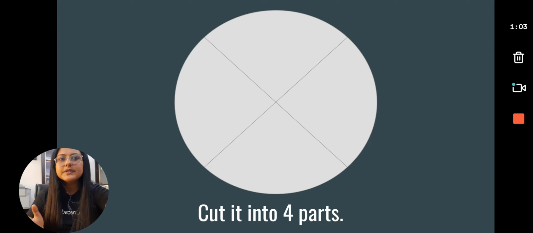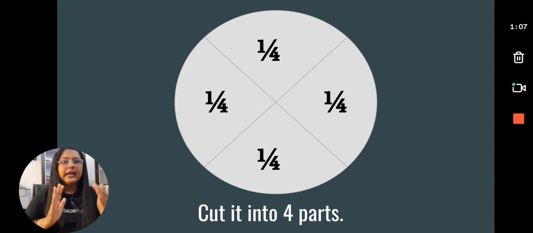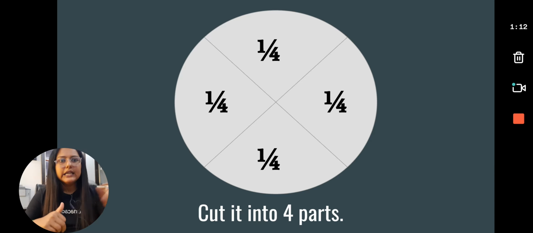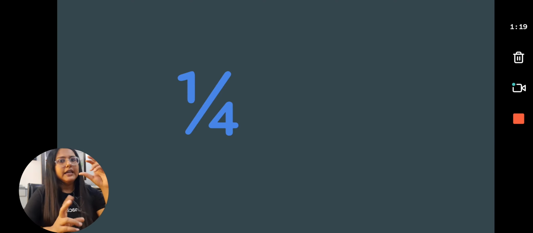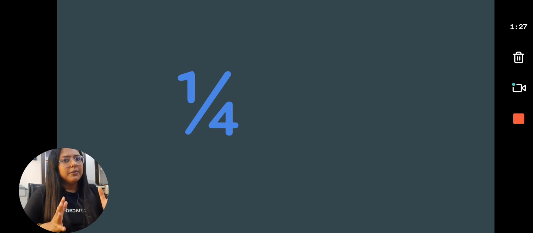And how will we represent that? Let's see how to write the fraction. We write it like 1 by 4 because this is one part from the total four parts, right? So we have written the fraction as 1 by 4. How to write fractions? We use two whole numbers and a line to represent a fraction. The number above the line is the number of parts we have taken from the total divided parts of the whole, and this 4 is the total number of parts in which we have divided the whole thing.